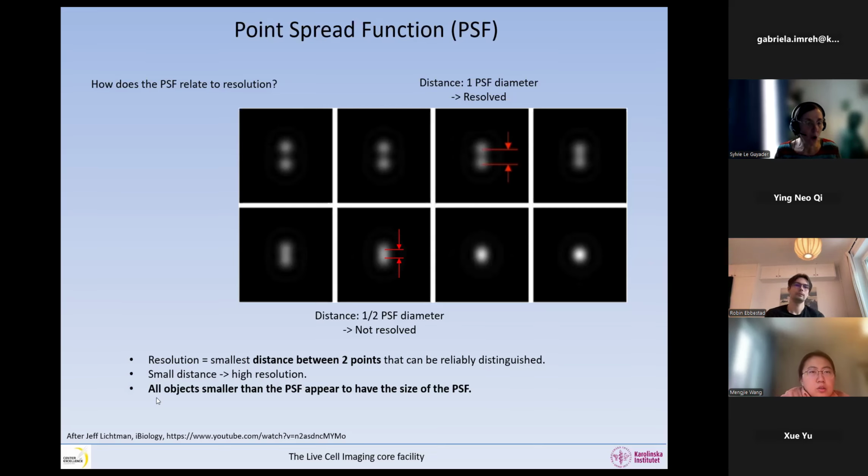Okay. So all objects that are smaller than the point spread function appear in our image to have the same size as the point spread function. This is the image that we form from one little dot, so it is not possible to have smaller dots than the point spread function, because the point spread function is the image that the microscope makes of a tiny dot. Even if the dot is tinier, this is the limit of our resolution, the size of the point spread function. The smallest distance that can be resolved is the radius, so half the diameter of the point spread function.